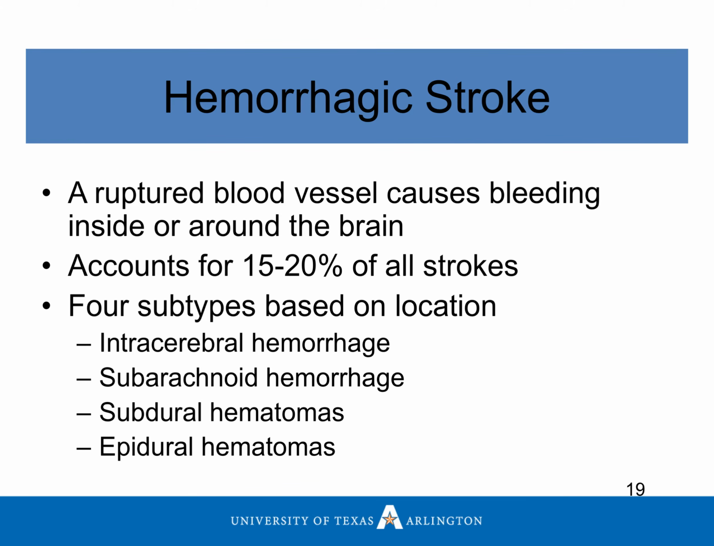So hemorrhagic stroke is a ruptured blood vessel, and that basically causes bleeding inside or around the brain. It accounts for 15 to 20% of all strokes. There are 4 subtypes based on location. We're going to talk about the intracerebral hemorrhage and subarachnoid hemorrhage, which are the two types of true hemorrhagic strokes. But we're also going to talk about the subdural hematoma and epidural hematoma, because those are also hemorrhages. They're just not necessarily classified as a true stroke.